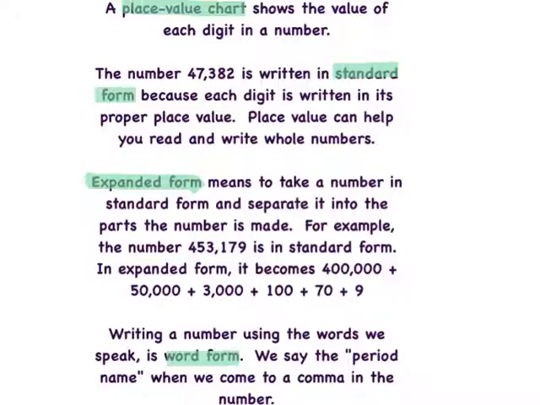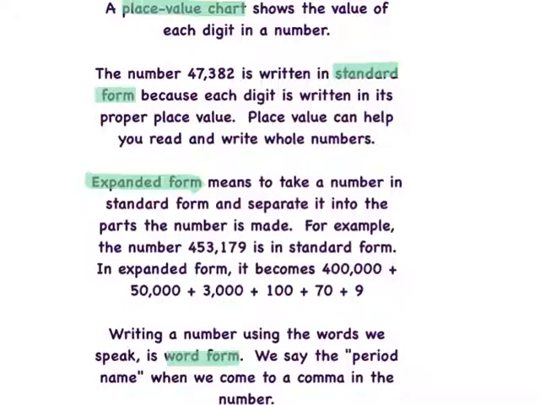Expanded form means to take a number in the standard form and separate it into the parts that the number is made. For example, the number 453,179 is in standard form, but in expanded form it becomes 400,000 plus 50,000 plus 3,000 plus 100 plus 70 plus 9.